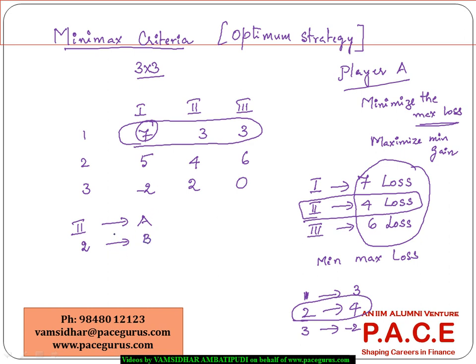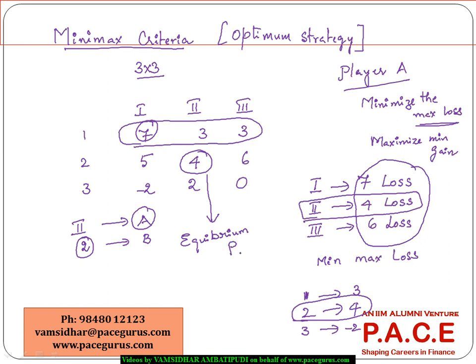So when player A is choosing strategy number 2, player B is choosing strategy number 2, this particular intersection point, which is a value 4, that is what we are calling the equilibrium point.